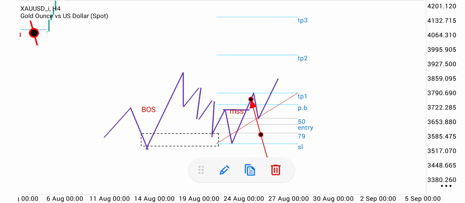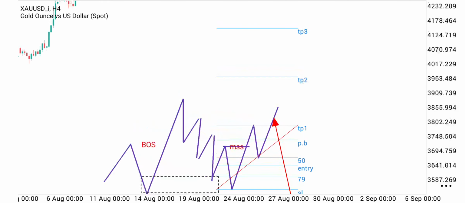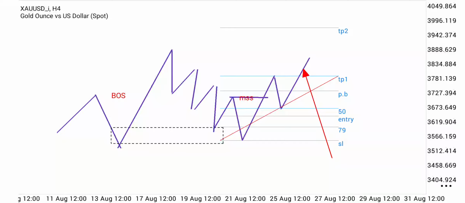Then the market structure will happen here in the lower time frame, which is the M15. Then it comes back here. Then it went up again. Right. So this is the concept or the main idea the ICT users use.